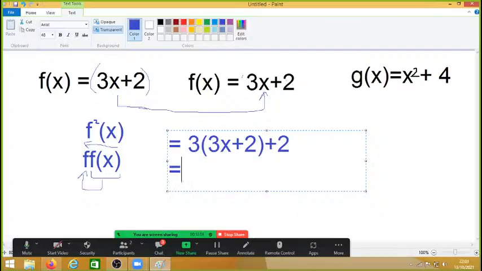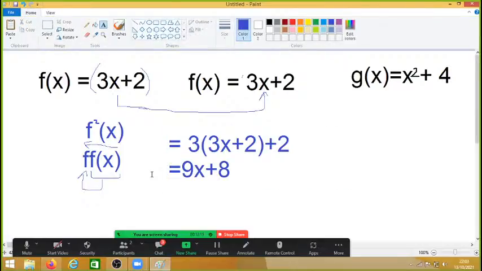And then simplify: 9x plus 6 plus 2, and the 6 plus 2 can be simplified to 8. So that's how you do that one.